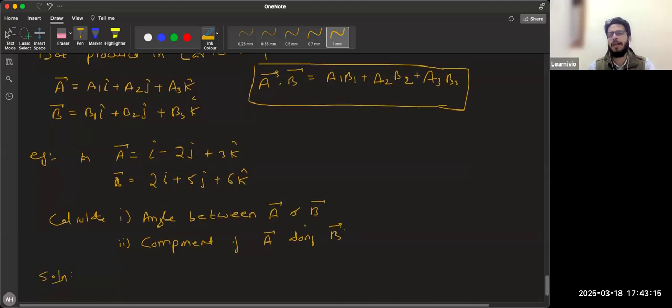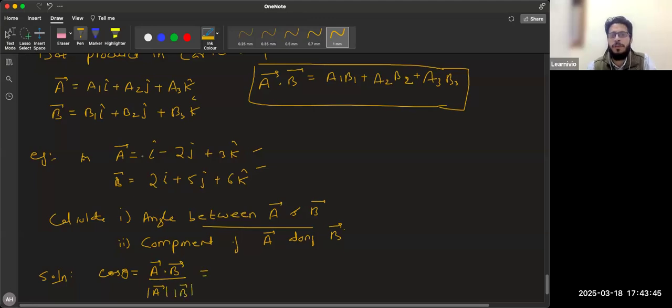So Meera, we will start with you. How will you calculate the angle between vector A and vector B? Vector A and vector B both are in Cartesian form. How do you calculate the angle between them? So first we'll find the dot product A dot B, then divide by the magnitude of A and the magnitude of B. So we'll get cos theta, and then theta is equal to cos inverse. So cos theta is simply A dot B divided by the magnitude of A multiplied by the magnitude of B.